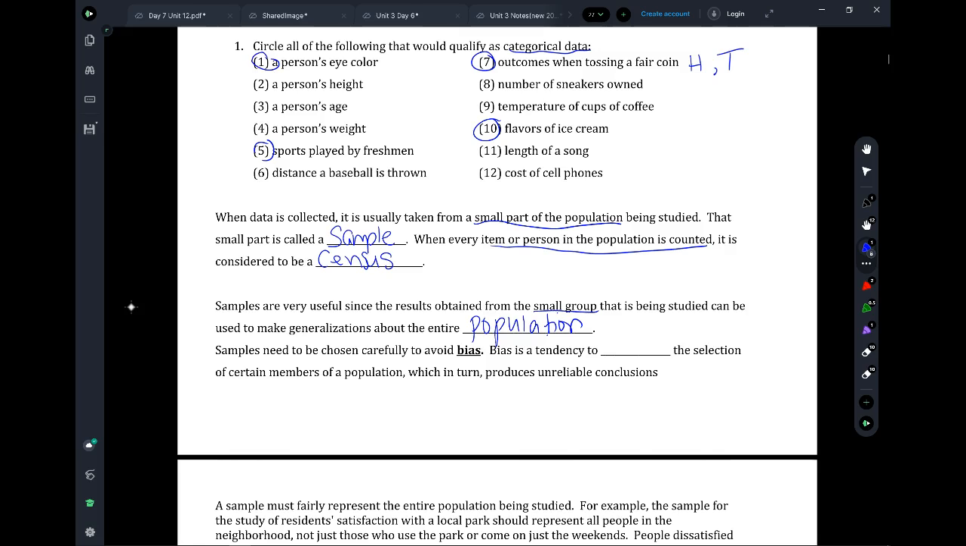But we do have to worry about something called bias. Samples need to be chosen carefully to avoid bias. Bias is a tendency to influence the outcome of something, to influence the selection of certain members of a population, which sometimes produces unreliable conclusions about a population. We'll see an example in a little bit. Let's say I want the average height of a high schooler, but I only ask the basketball team their heights. That would be introducing bias because most likely if they're on the basketball team, they're probably slightly taller than the average high schooler. So just little things like that.